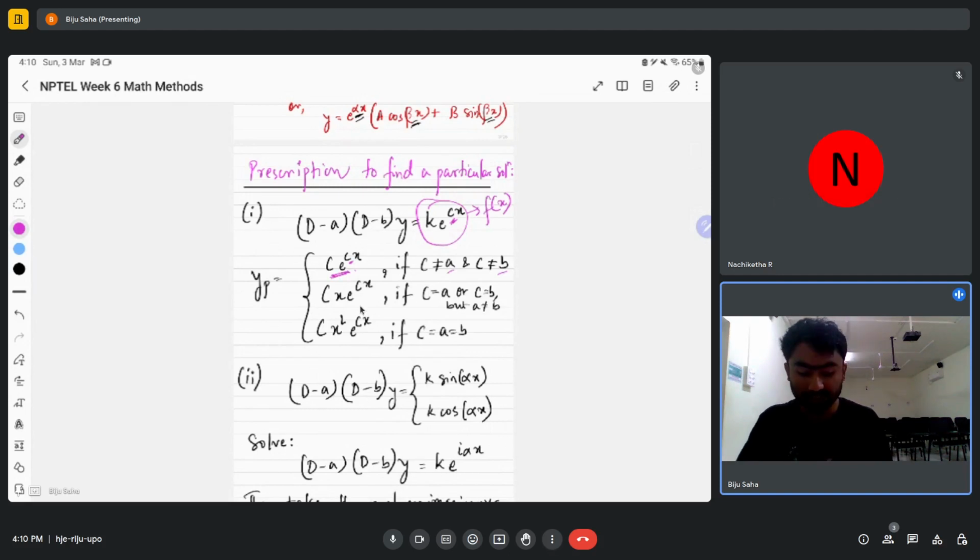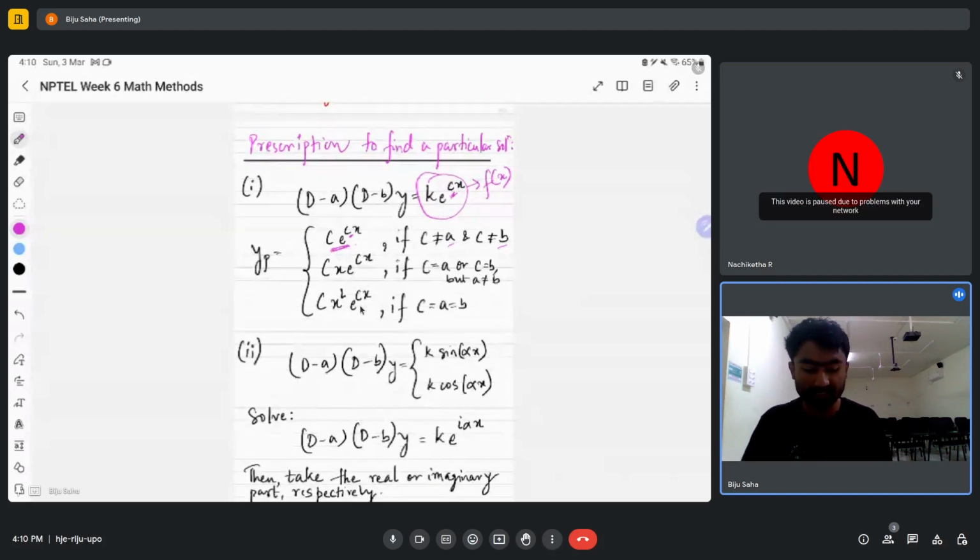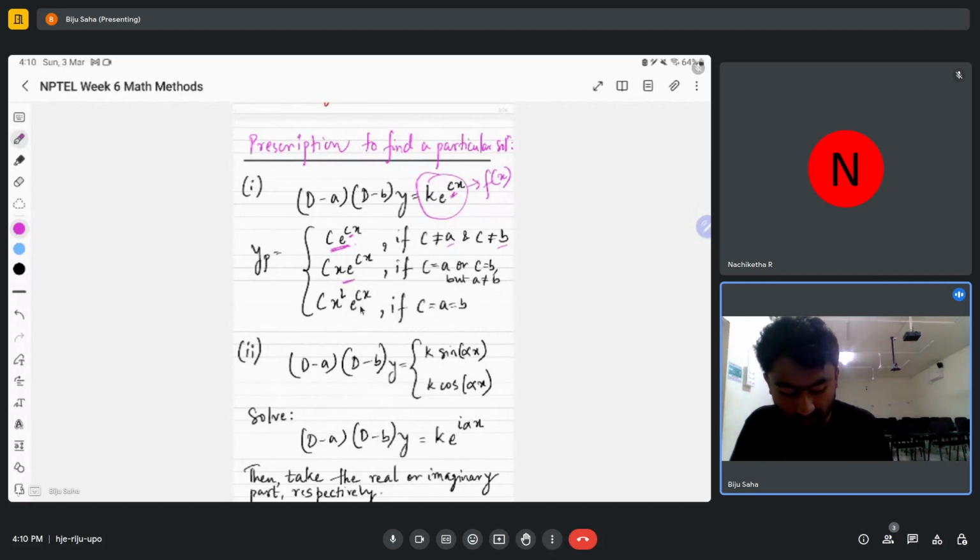Then the next case is either of a or b being equal to c. When either of them is equal to c, the particular solution takes this form. That is, some arbitrary constant C times x times e to the power cx. And when both of them are simultaneously equal to c, that is all three of them are equal, in that case you have C x squared e to the power cx as a particular solution.